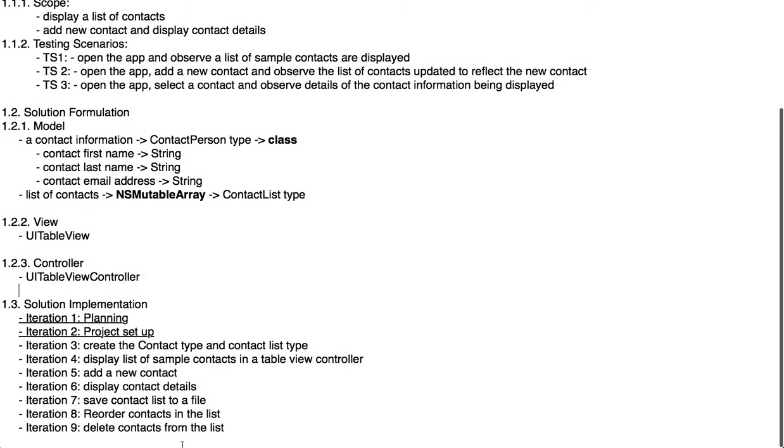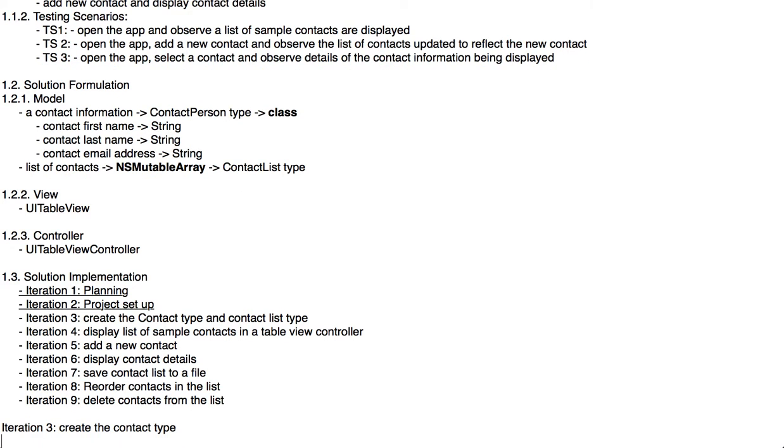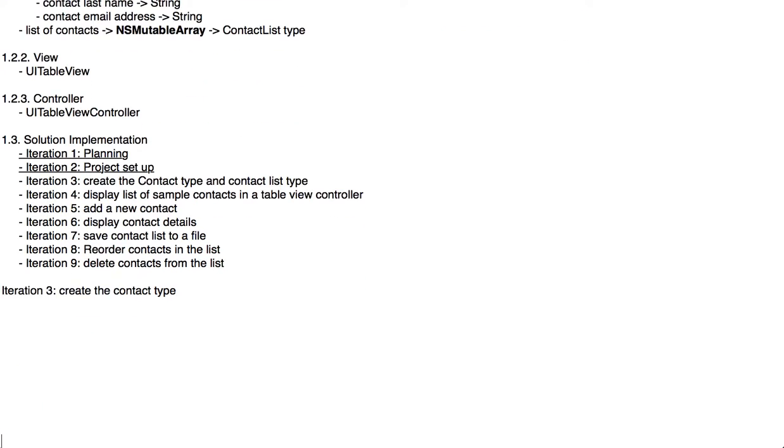So now we set up the project. We work on iteration number 3 to create the contact types, or to set up the model, really, contact type. So we'll apply the same 3 steps: problem formulation, and define the scope.